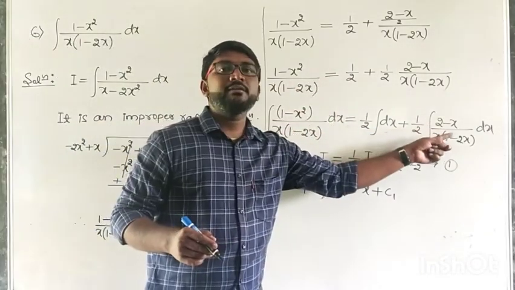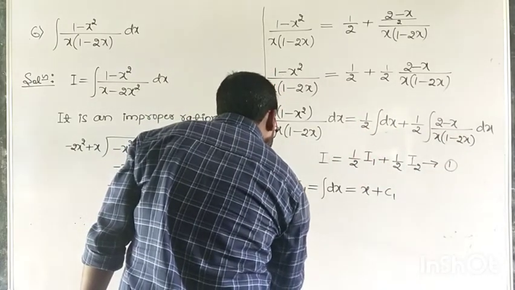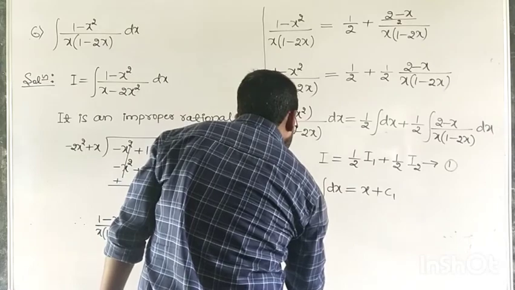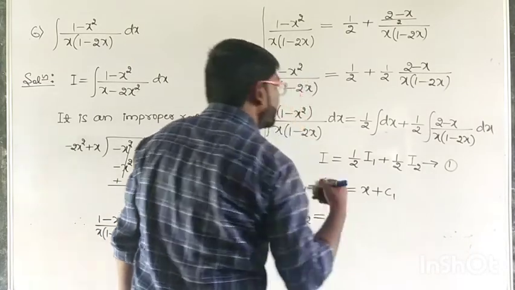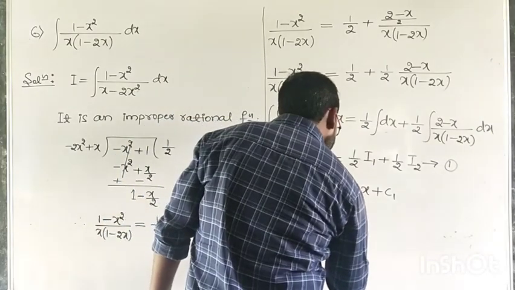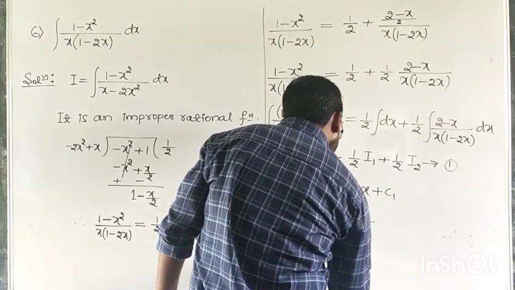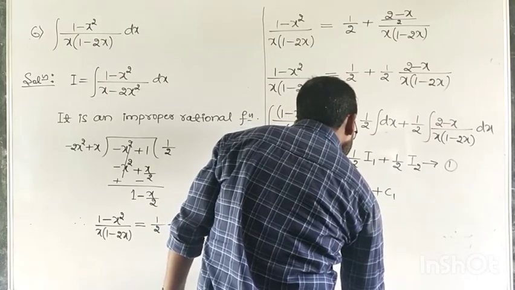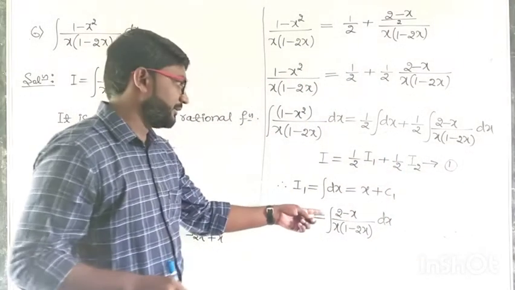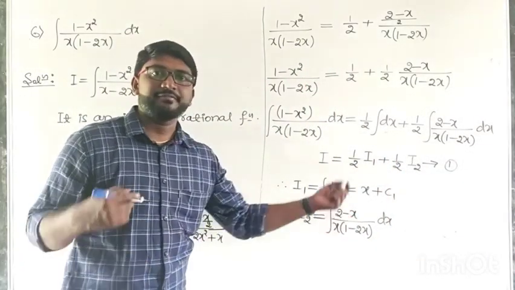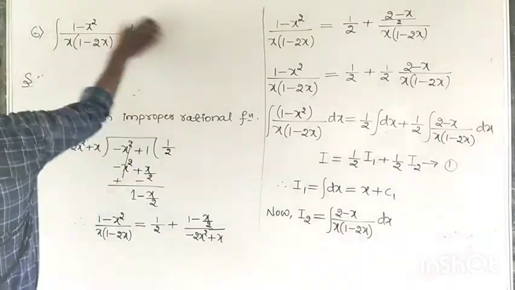I2 is going to be a lengthy process. So see here, I2 is equal to the integral of (2 minus x) divided by x into (1 minus 2x) dx. So we have to solve this by partial fractions. In order to solve that, we need to erase this.